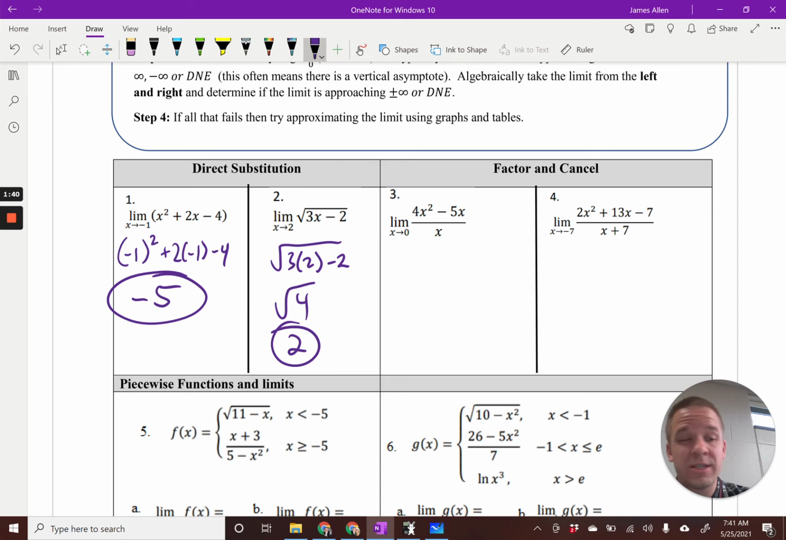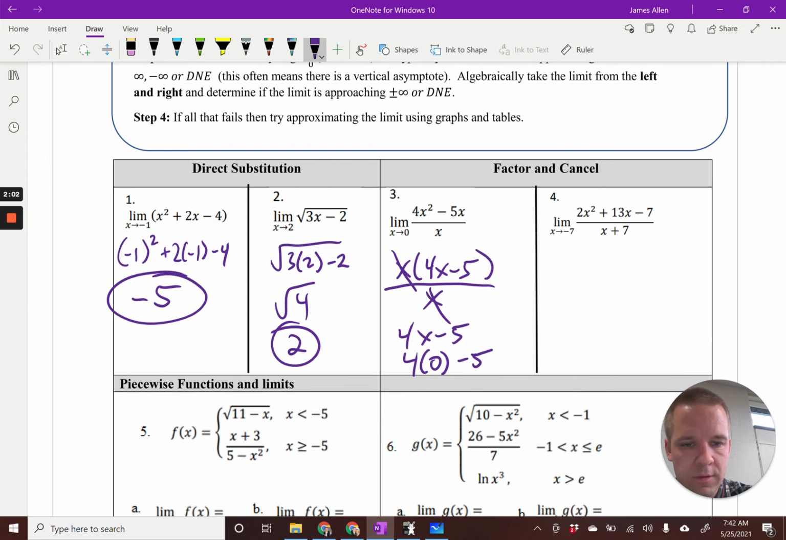But now, if you look at number 3 here, the limit as x approaches 0. If I directly substitute 0 in, I'm going to get 0 divided by 0. That's the indeterminate. I can't do that. But what if I were to factor that numerator? If I were to factor out an x, leaving me with 4x minus 5 divided by x, cancel those x's, I'm left with 4x minus 5. And if I directly substitute, I'm left with negative 5. Boom. So we did it.